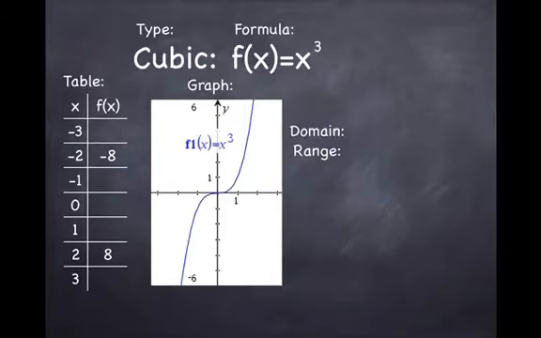Now, with x cubed, if your x is negative, your y is going to be negative. If your x is positive, your y will be positive, okay? Don't just drop the negative sign. And I would like you to try to do this without your calculator. Just remember, when you're multiplying negative numbers, if you have 3 of them, your answer will be negative.